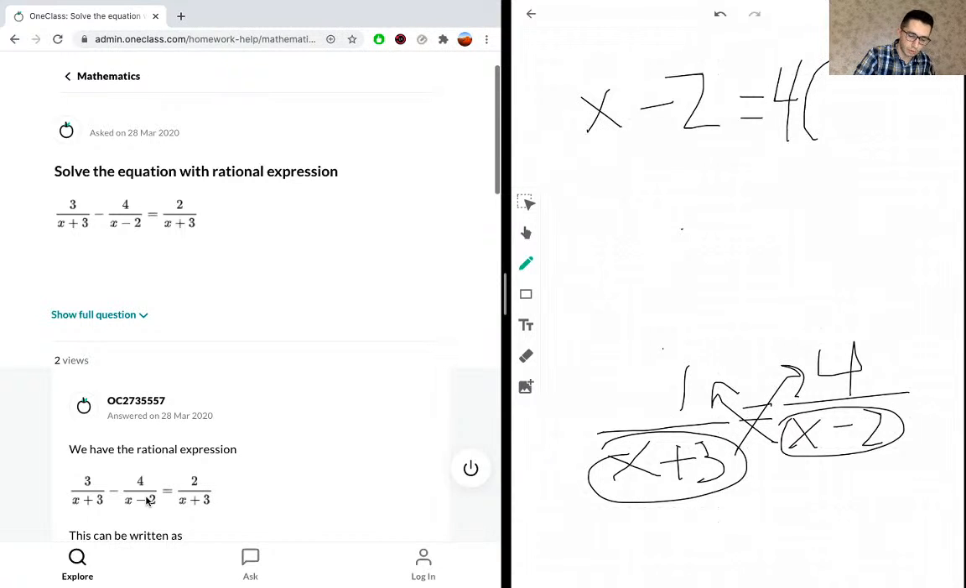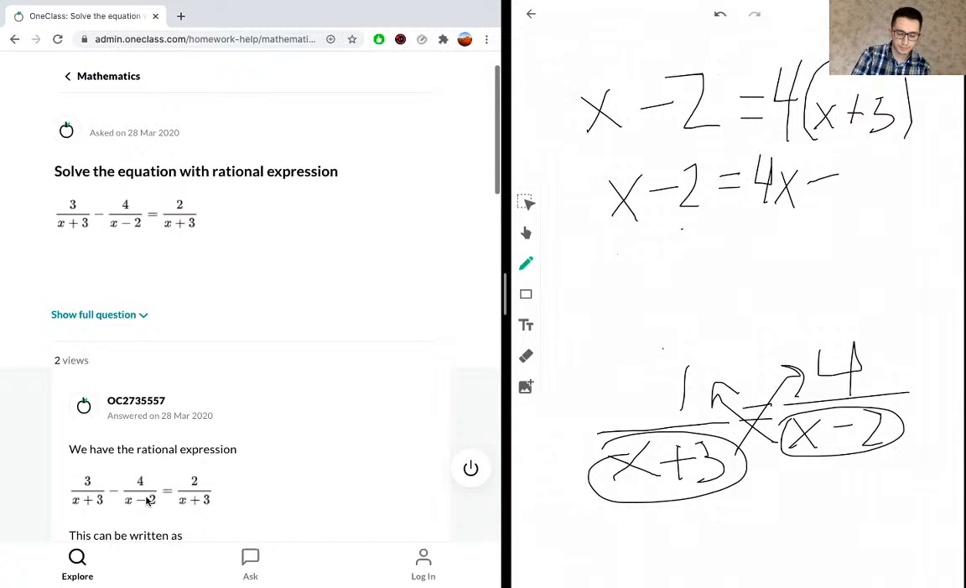So I'll write this below, x plus 3. Okay. And then we'll have x minus 2 equals 4x. Sorry, 4x plus 12. So 4 times 3 is 12.